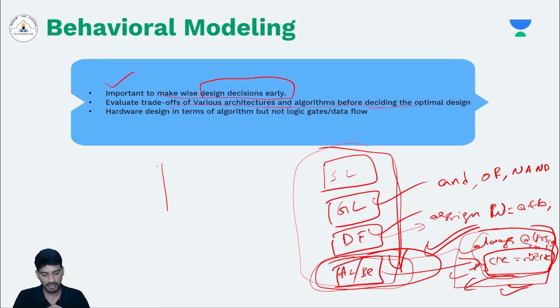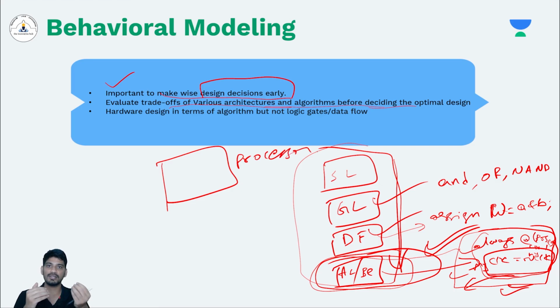Let's say you want to design some processor. In this processor, you have to try different kinds of architectures to get to the optimal architecture. Trying different architectures will require a lot of coding, right? If you do that coding in gate level or data flow, it will take so much time and so much effort. But if you do the coding in terms of functionality, like in the case of behavioral, it will be very easy to debug, as well as very less time consuming.